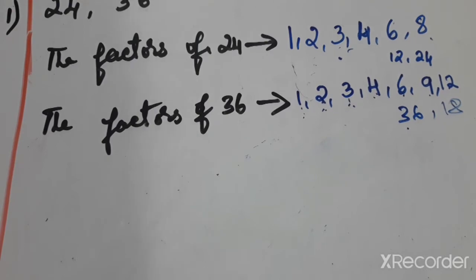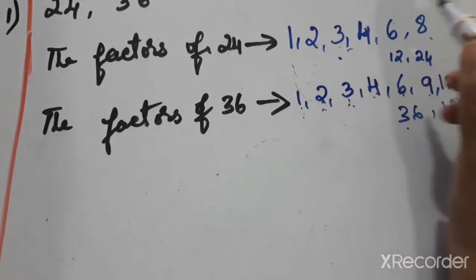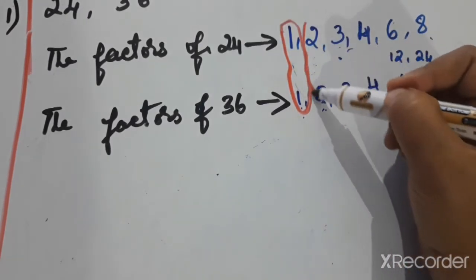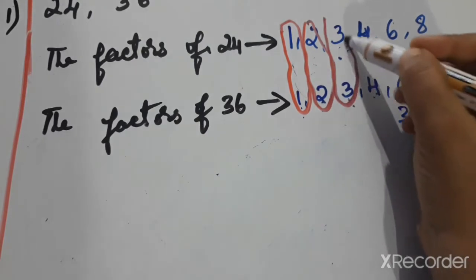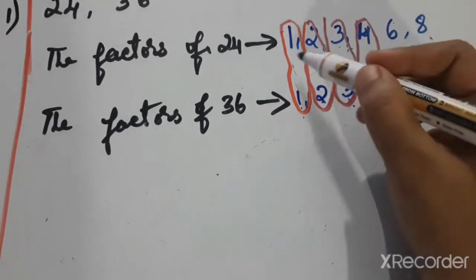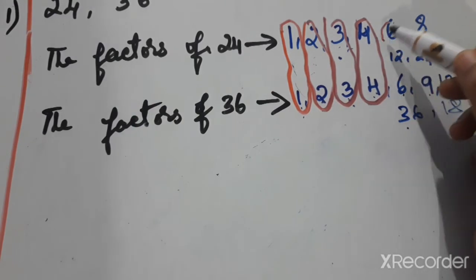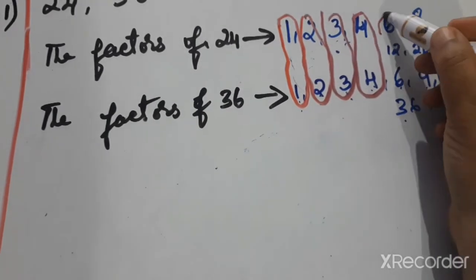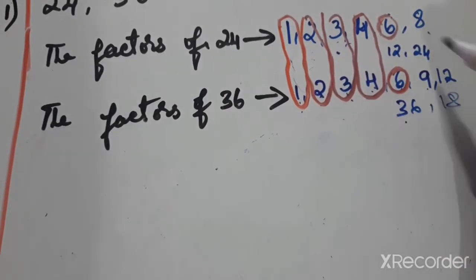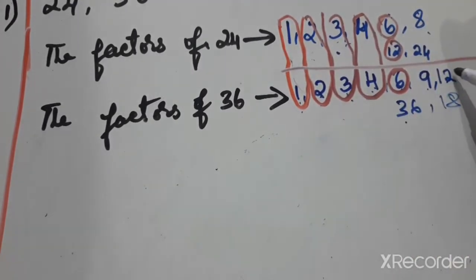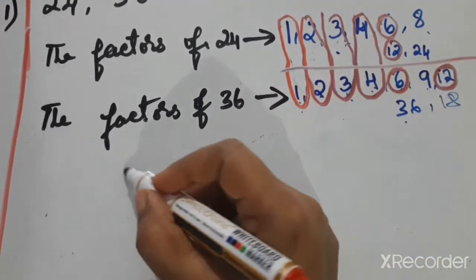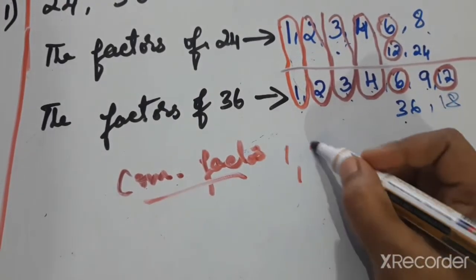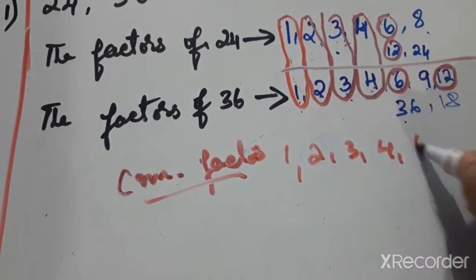Now write which is a common factor in these. Check for any common factors. Yes, 1 is a common factor, and 2 is also common, 3 is also a common factor, 4 is also common. Common means it is in both numbers, both sides. 6 is also common, on both sides, and 12 is also a common factor. Now write the common factors. What are the common factors? 1, 2, 3, 4, 6, 12.